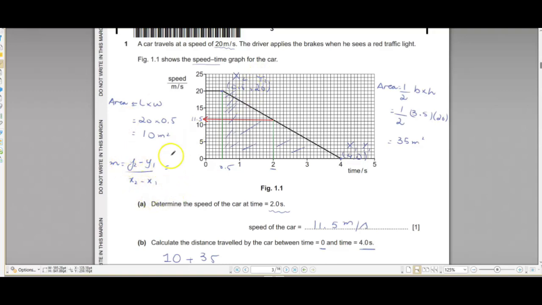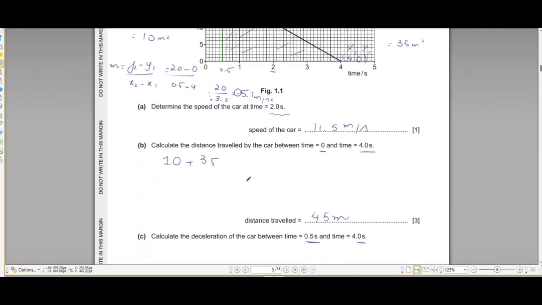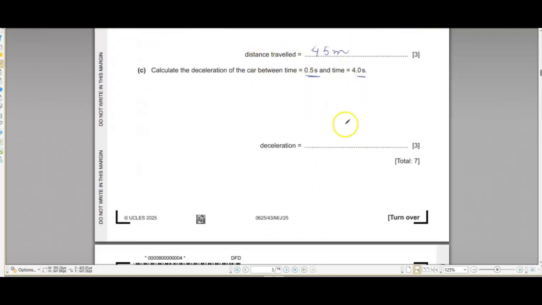So our y2 value is 20, the value for y1 is 0, the value for x2 is 0.5, and for x1 is 4. So this is going to give us 20 by 3.5, and obviously negative 3.5 because this is deceleration. So the answer is going to be minus 5.7 meters per second squared, and this minus can be ignored since it's just telling us that it is deceleration, negative acceleration, and not positive. So the answer that we are going to get is 5.7 meters per second squared. Don't forget the units.